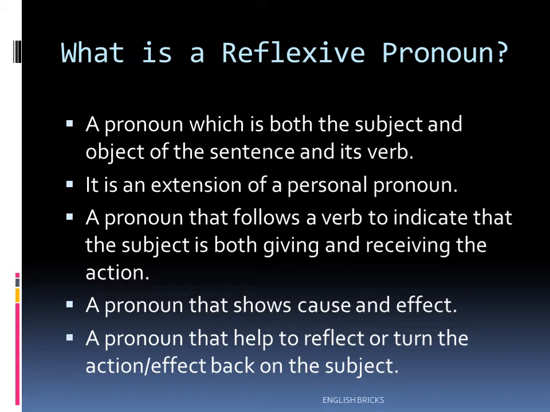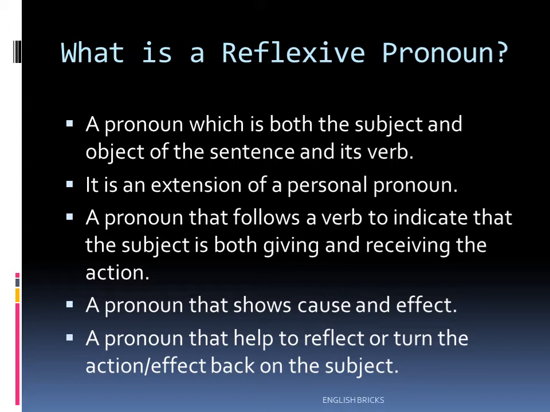So, what is a reflexive pronoun? A reflexive pronoun is a pronoun which is both the subject and the object of the sentence and its verb. Normally a sentence has a subject, a verb and an object in English. So, the pronoun is both the subject and the object of the sentence. It is also an extension of the personal pronoun, because you will look at the examples later, you will see that it is related to personal pronouns.